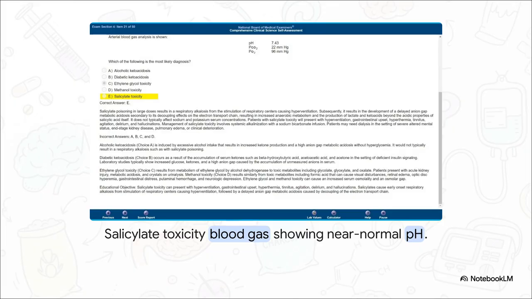To figure this out, we have to conduct a strict signal versus noise audit. So a patient mentioning a mild baseline tinnitus, honestly, that's just noise. The true signal is sitting right there in the arterial blood gas. Check this out. A near-normal pH of 7.43, paired with a profoundly suppressed PCO2 of 22 and a low bicarbonate. When you see this exact mixed profile, boom, that is the absolute hallmark of salicylate toxicity.